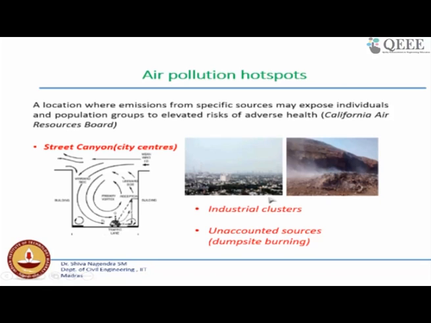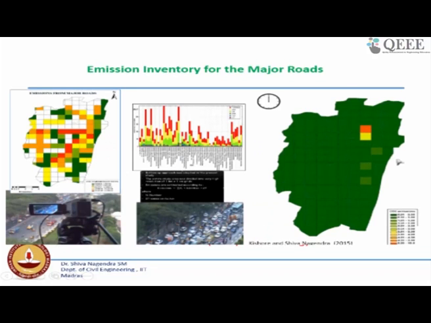Then industrial clusters, where the emissions will be significant; a residential area located very close to an industrial area can be a hotspot. Then open dumping and open burning is another hotspot, where if frequent fires catch, a significant amount of emissions is also contributed by dump sites. So this gives some information to you.